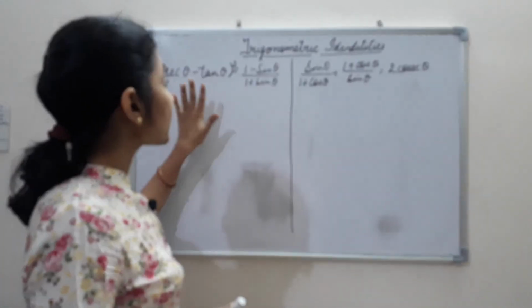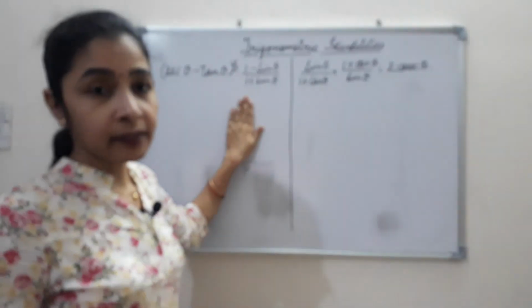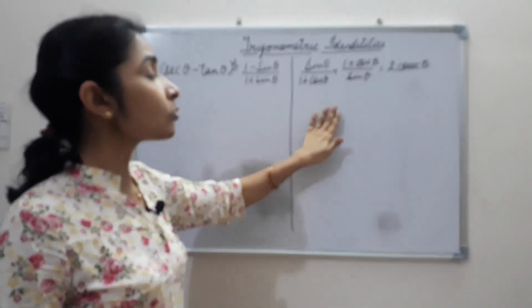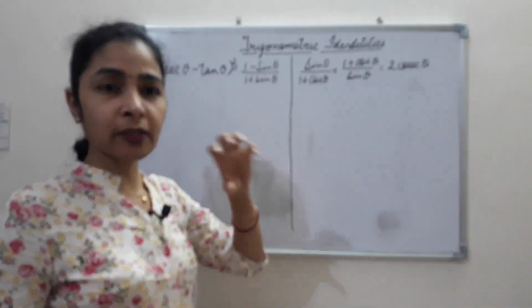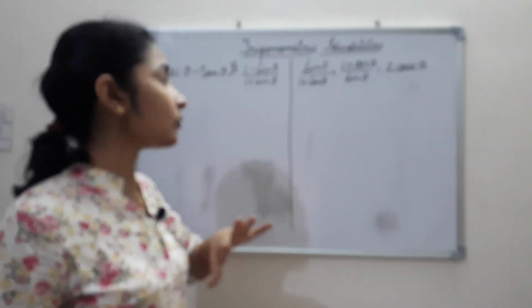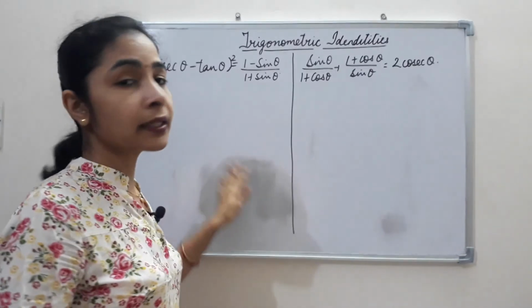Here we are with the second part of trigonometric identities, in which we are going to solve a few complicated trigonometric identities. In the previous video we had solved very short questions. Now we are having a bit lengthier ones.